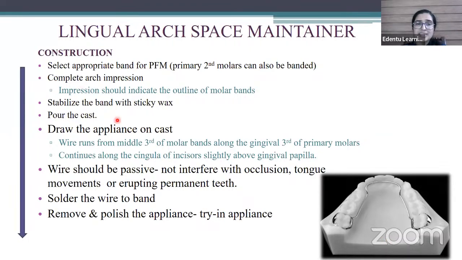And then stabilize the band with a sticky wax, followed by that pour the cast and draw the outlines on the cast. So the wire runs from the middle third of the molar bands along the gingival third of the primary molars, continues along the cingula of the incisors, and the wire should be passive and should not interfere with the occlusion, with the tongue movements or with the erupting permanent teeth. Then solder the wire onto the bands. As you can see here, finally remove and polish the appliance and go for a trial.